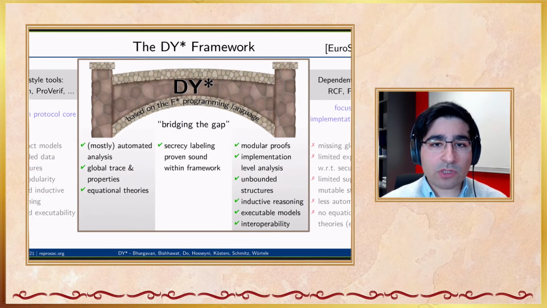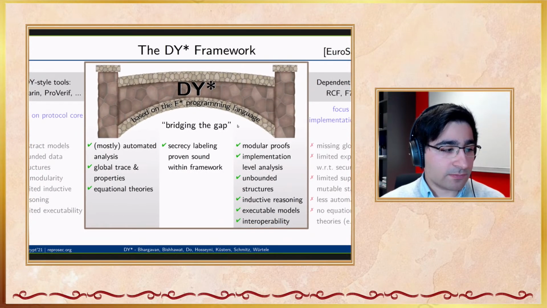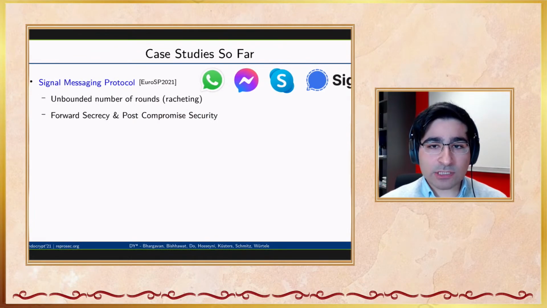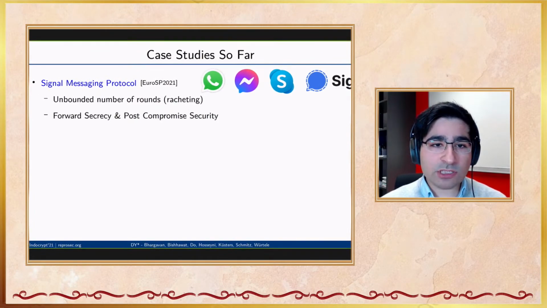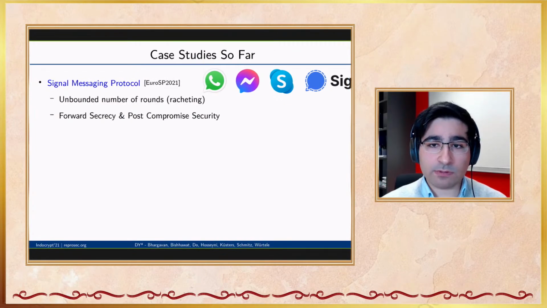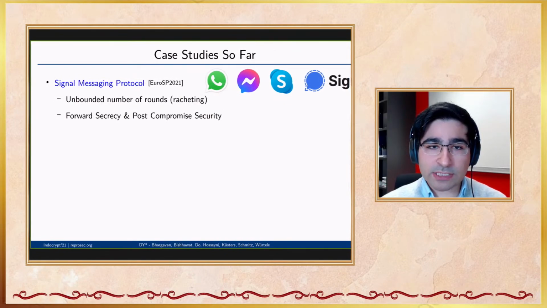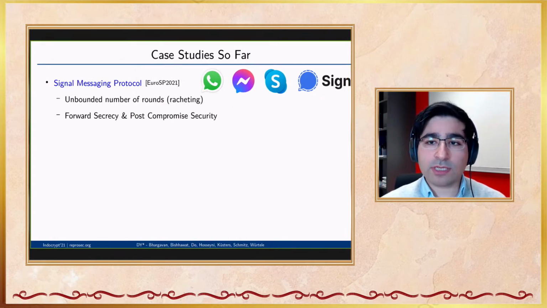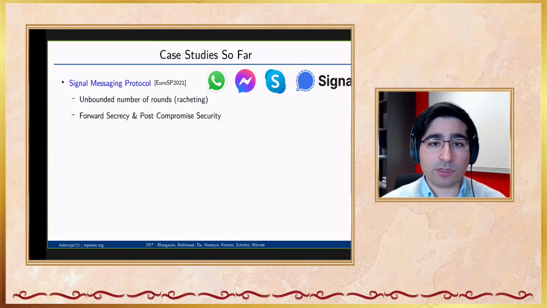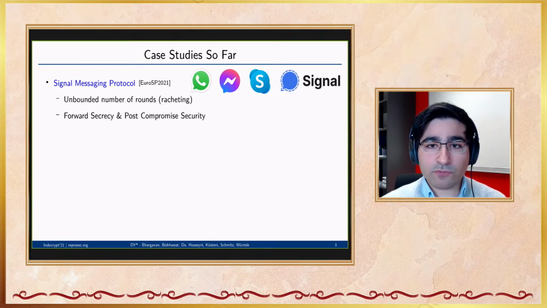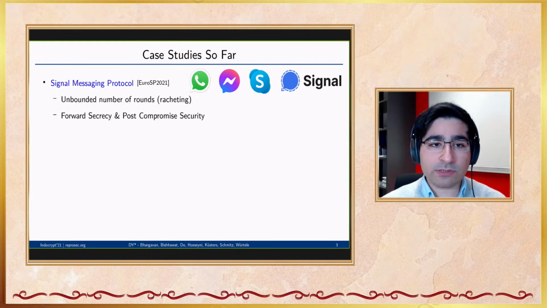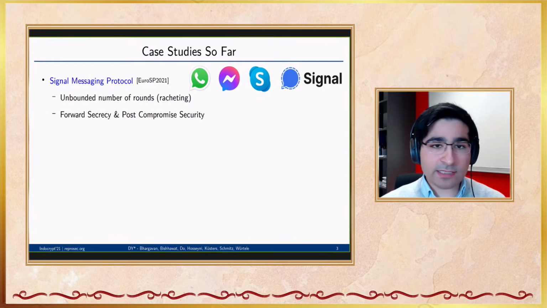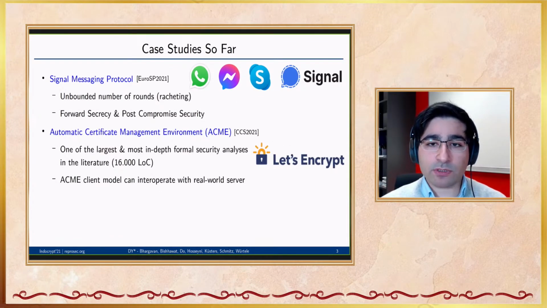So let's take a look at how DY star has been used so far. We use DY star to model and analyze the Signal messaging protocol, which is used in popular messaging applications and thus by billions of people. Leveraging the strengths of DY star, our analysis of the Signal protocol is the first to account for an unbounded number of rounds of the ratcheting sub-protocol, and at the same time, proving global security properties like forward secrecy and post-compromise security. A second case study is our analysis of the ACME protocol.